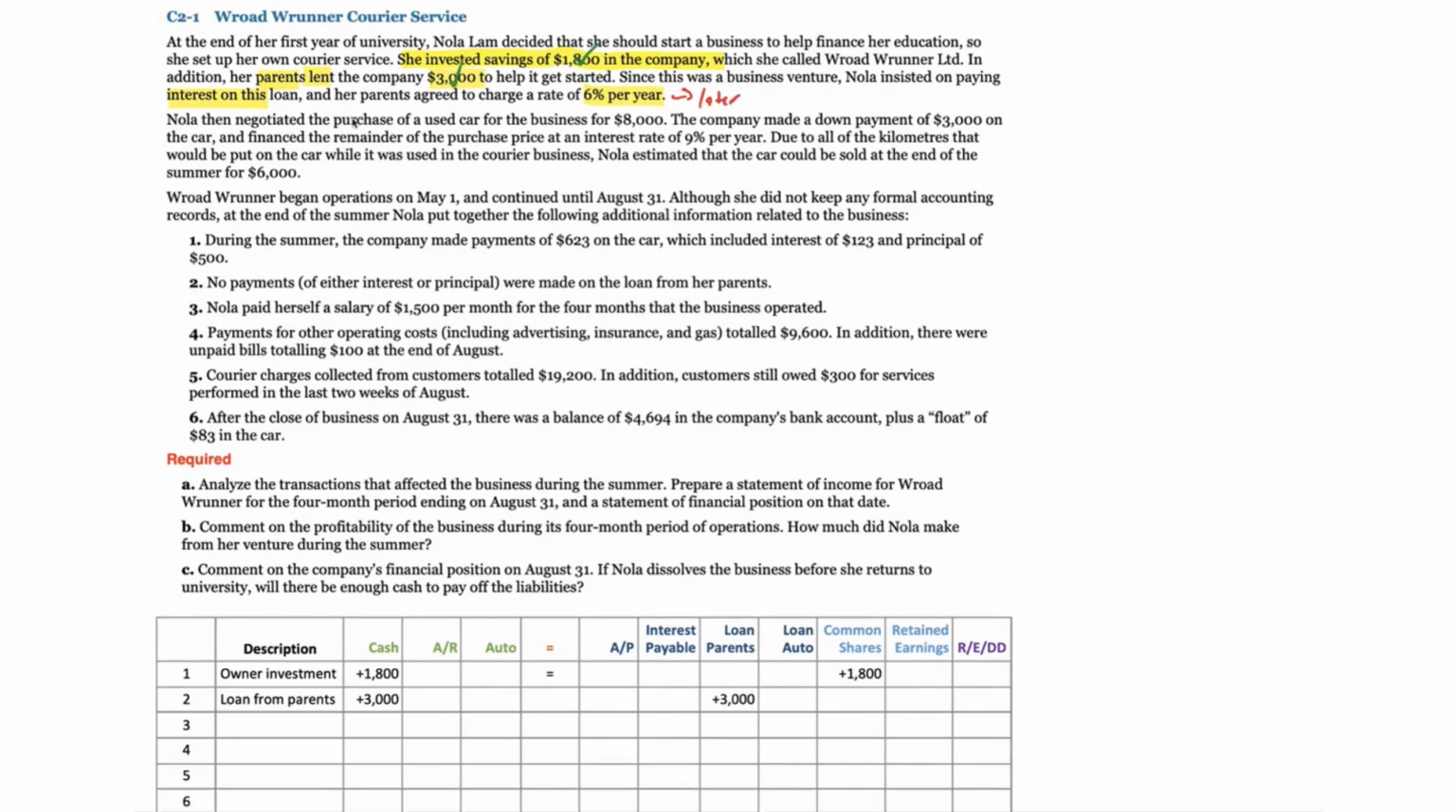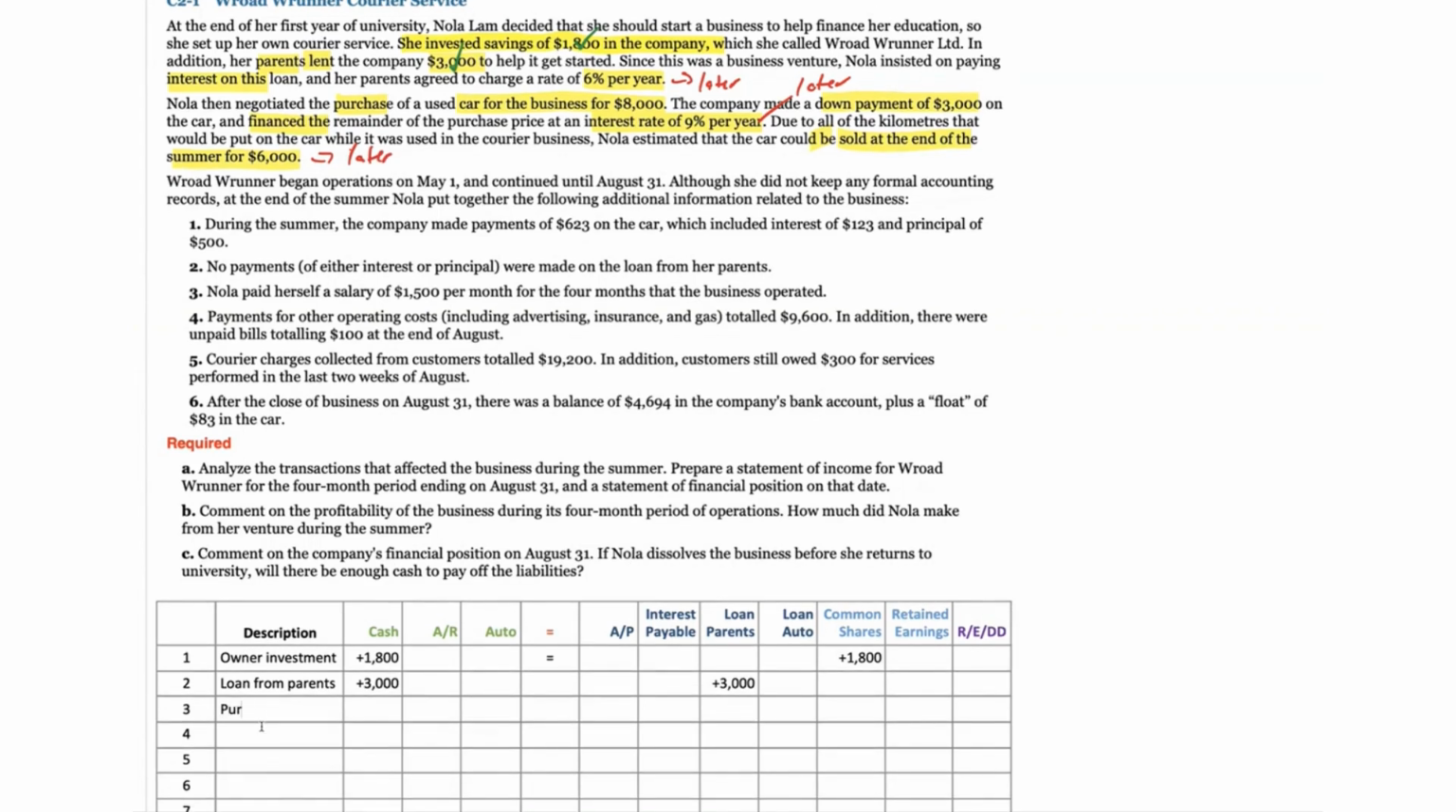Nola negotiated the purchase of a car. So the company makes a down payment of 3,000 and finances the remainder at an interest rate of 9%. There are all kinds of kilometers on the car, and she estimates that the car could be sold at the end of the summer for $6,000. We're going to save the interest and the $6,000 until later, okay? So let's deal with the $8,000 for the car. She's buying the car for her business because she's in the courier business, to set up a courier service.